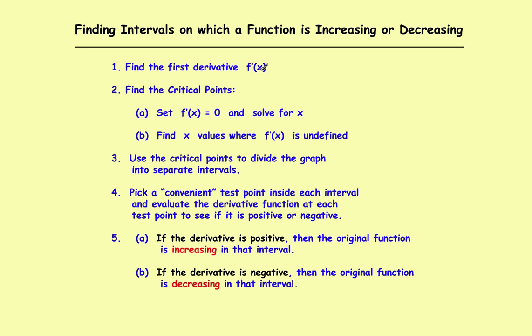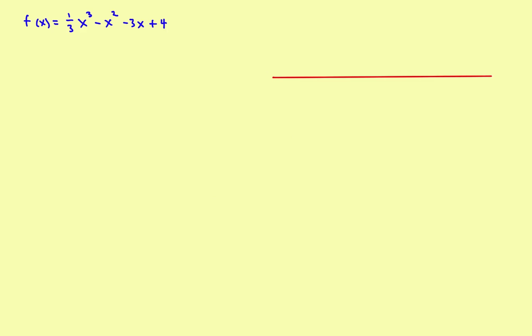Okay, the first step is to go ahead and find the first derivative, because you're going to need the first derivative to get the critical points. So I'll go back to the function and we'll do this. Step number 1 is to find f prime. So we'll put it right here.